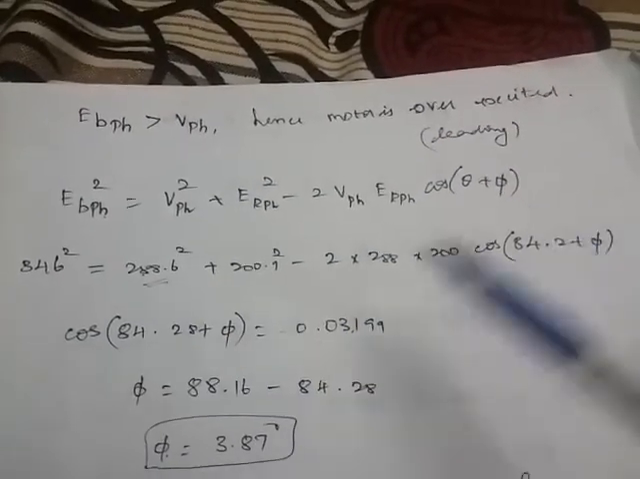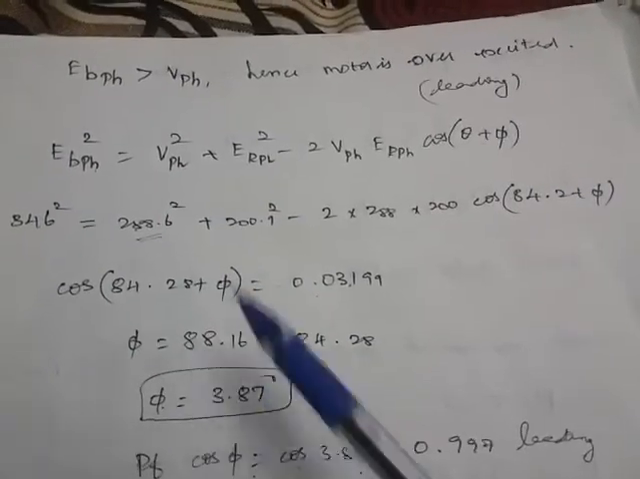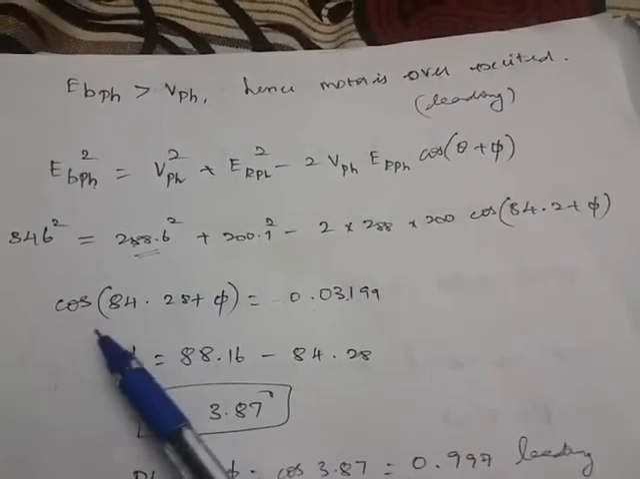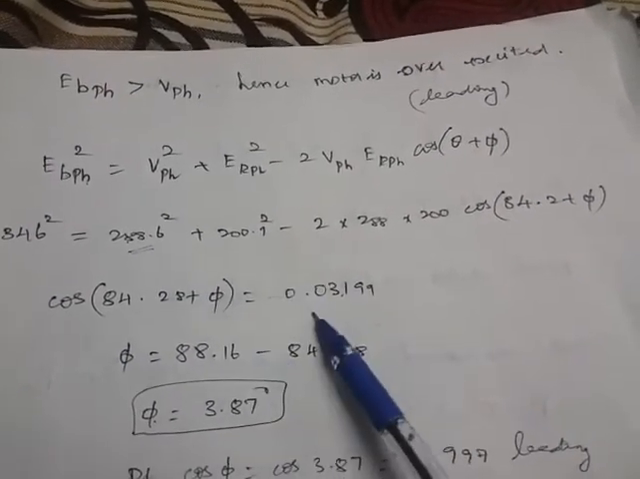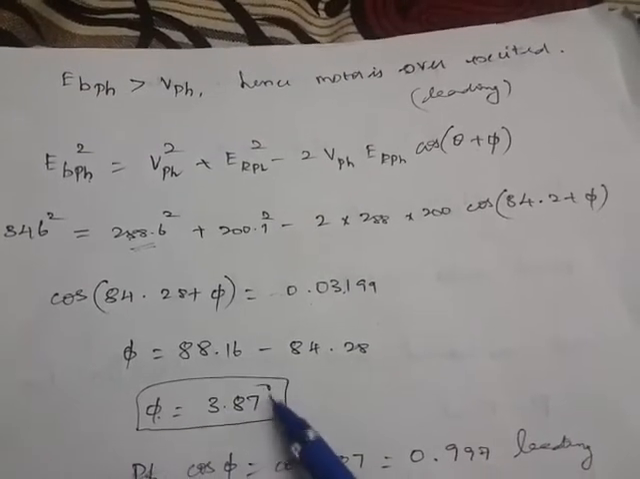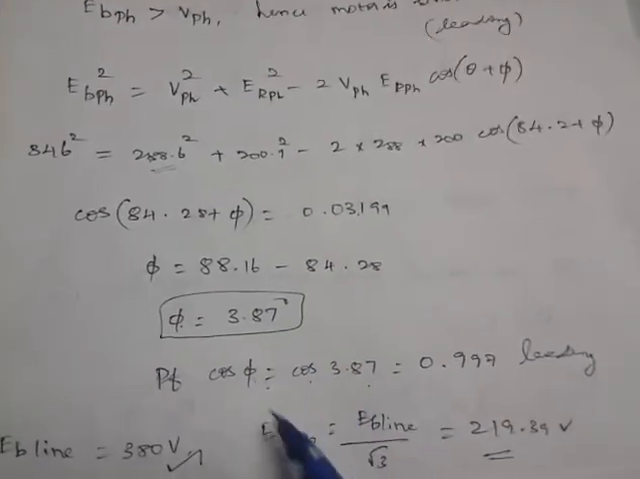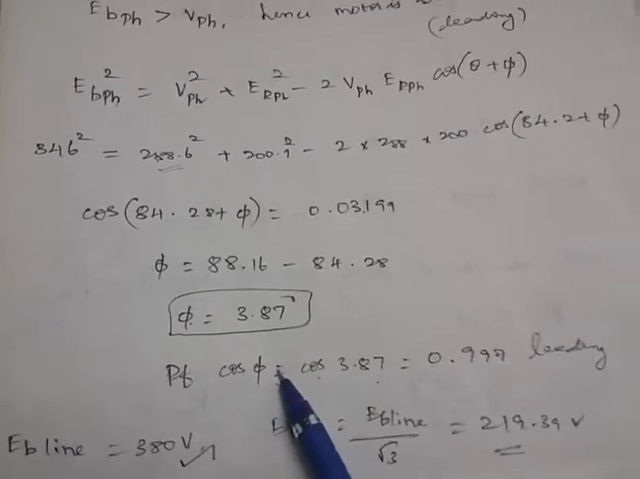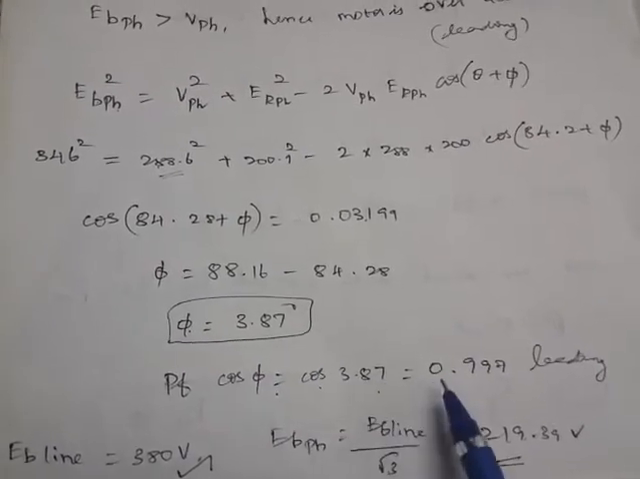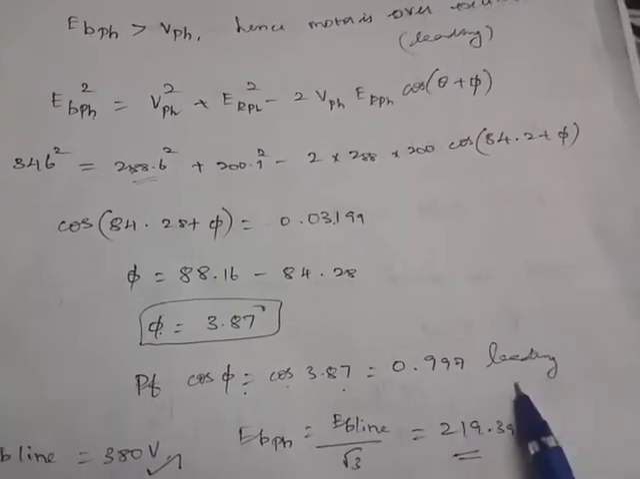So substitute all values and find out the phi. It will be very simple. Take the cos inverse and find out the value. Phi equal to 3.87 degree. So from this you can find the power factor. So cos phi, with phi value 3.87, equal to 0.997 leading power factor.